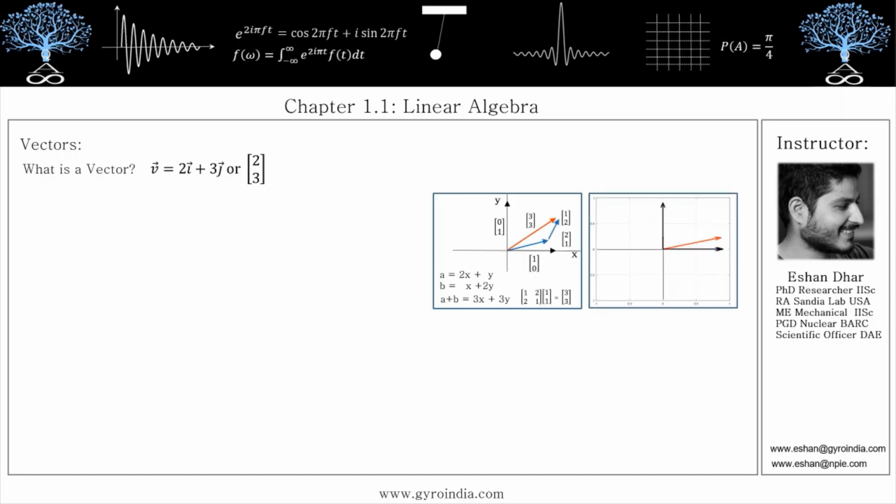Here we can see that by changing the i-th and j-th direction unit vectors, with different linear combinations, we can get any vector in this two-dimensional plane. This is possible only because the bases are independent.